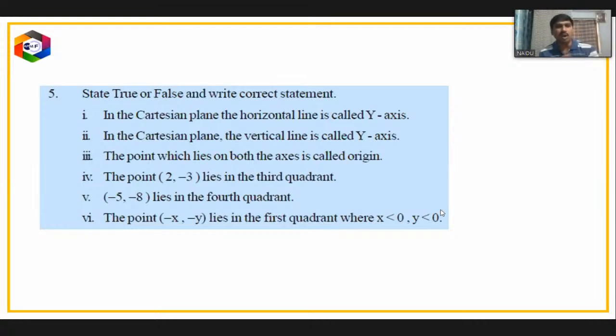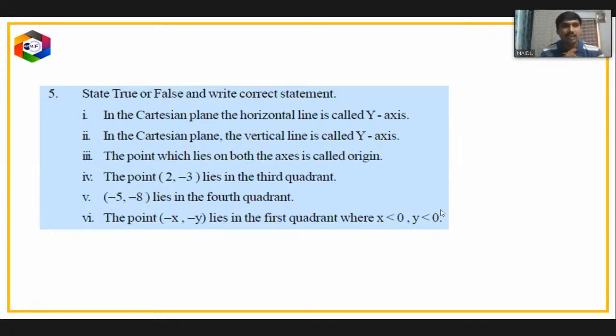Now state true or false and write the correct statement. So whether it is true or false, we have to mention it. At the same time we have to write the correct statement also. Actually if it is false we have to correct it. If it is true, we need not correct it, no need to write the correct statement. If it is false we have to correct that statement also and give it.